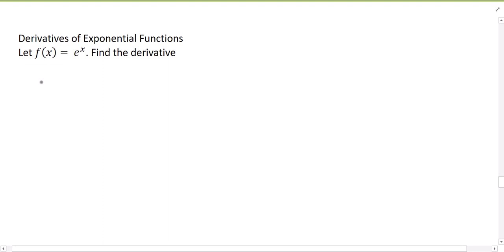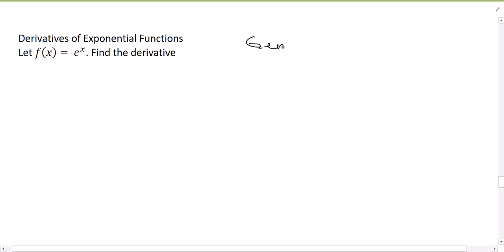Hi, in this video we're going to continue our discussion of the shortcuts for derivatives, and in this one we're going to talk about derivatives of exponential functions. So let's look at f of x equals e to the x. We want to find the derivative. So this is something new. The general power rule doesn't apply.